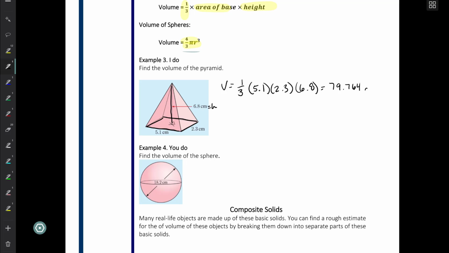And when we multiply all of that together, we get 79.764. This is an exact value, centimeters cubed. If you wanted to round it to 3 sig figs, you certainly could, and that's going to be 78.0. Oh, excuse me, that's going to be 79.8 centimeters cubed. Either way, we've got a volume there. Next, I want you guys to try and tackle this sphere problem.